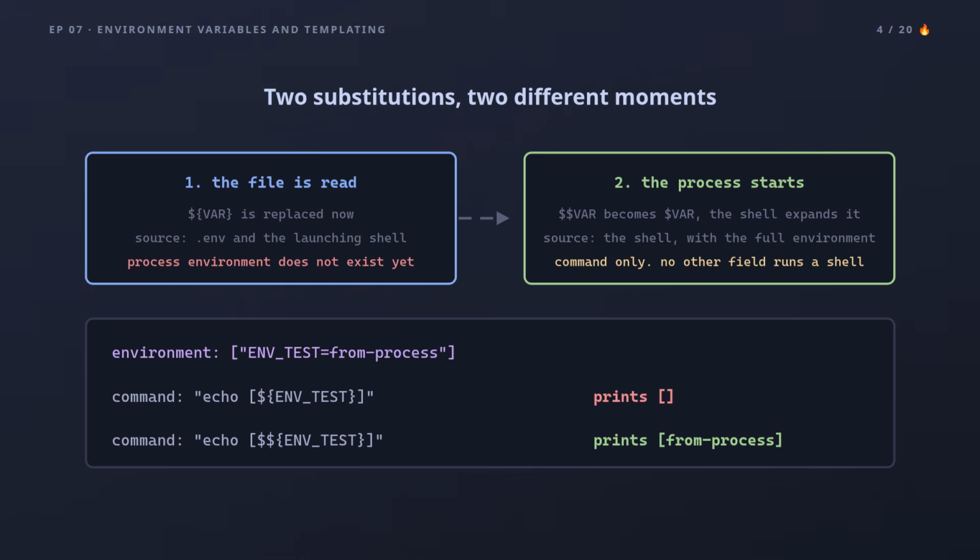Now the part that matters. When process compose reads your YAML file, before it parses anything, it does a text substitution pass. In that pass, a name in curly braces after a $ sign gets replaced with a value from your .env file or from the environment process compose is running in. Nothing else exists yet. Your process level environment blocks have not been applied because there are no processes yet.